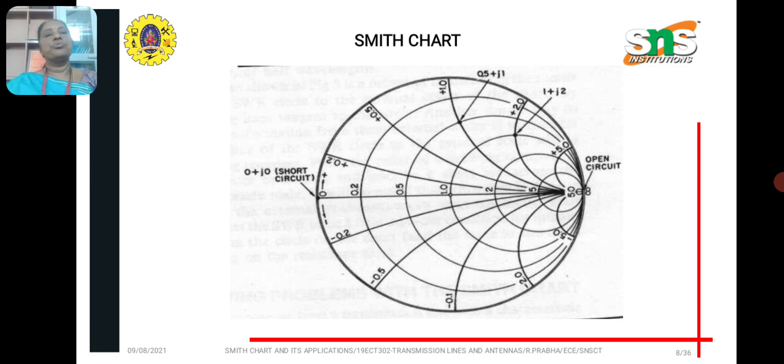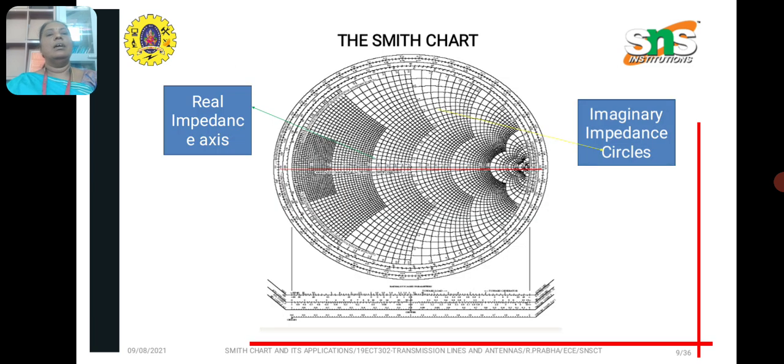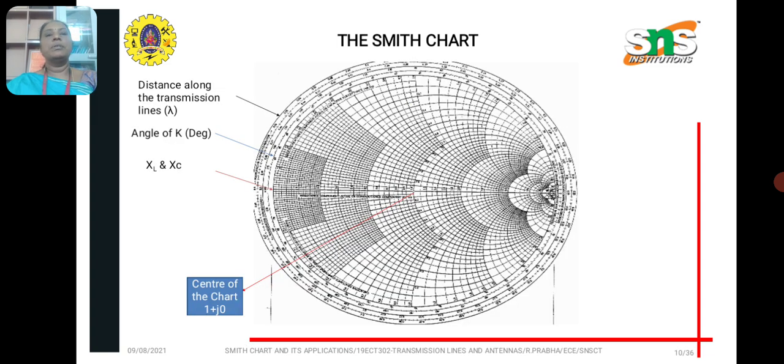We can observe the two families of circles, and in the middle of this Smith chart we have a line. This line is called the real impedance axis, and the center of the Smith chart is always 1, and imaginary impedance circles are shown in the diagram. And in the picture we have the distance along the transmission line. Here the distance is in terms of lambda, so all the lengths in the transmission line are obtained in terms of wavelength, and the angle of reflection coefficient in degrees is given in the picture, and the reactance value.